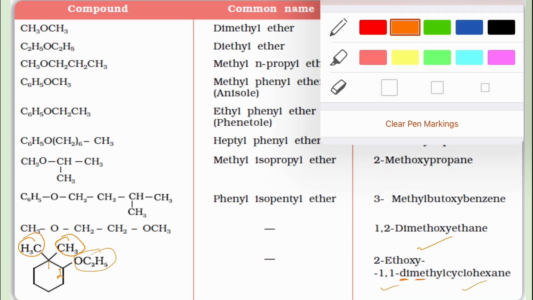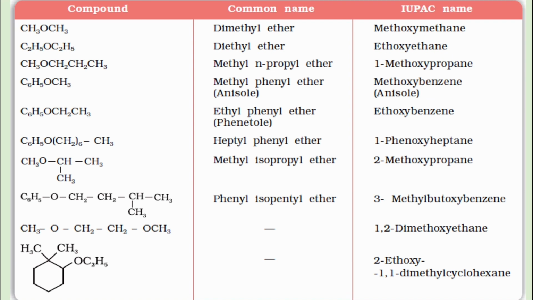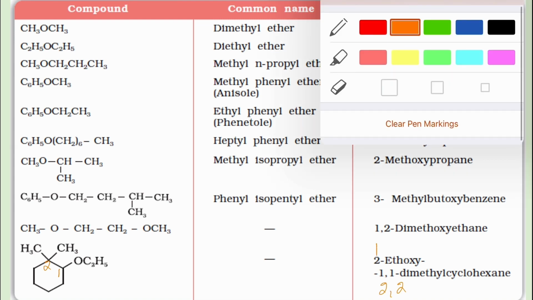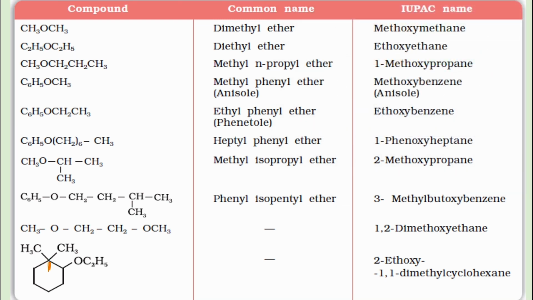Now one question arises: why can't we give number 1 to this, writing ethoxy first, and 2 here? That will be against the lowest sum rule. In the name it will then be 1-ethoxy, and 2, 2 here. So it becomes 1 plus 2 plus 2, 5. The lowest sum rule is being violated. So you have to give the lower number to this, which is coming twice, and the bigger number to this. So this is the IUPAC name.